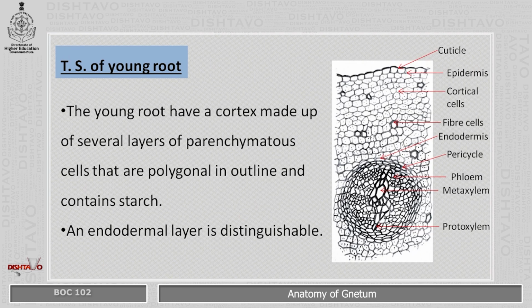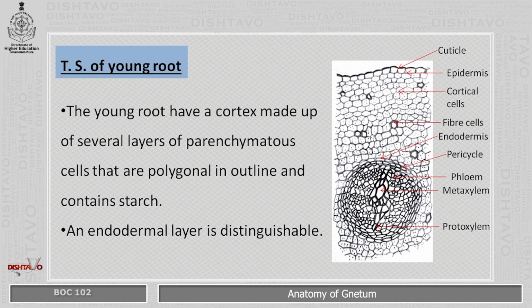So this is how the T.S. of young root looks when the section is taken, that is a transverse section is taken. From the peripheral side or from the outermost side, the T.S. of young root consists of cuticle, which is a protective layer and protects the epidermis and inner tissues. Cuticle is followed by epidermis, which is made up of single layered cells. Then epidermis is followed by cortical cells, which are made up of several layers of parenchymatous cells that are polygonal in outline and contain starch.